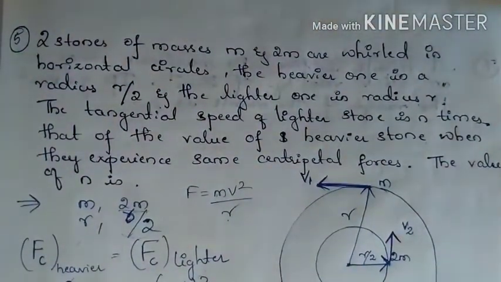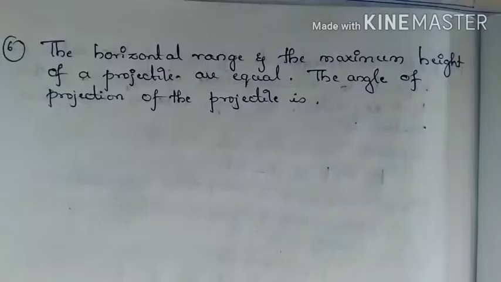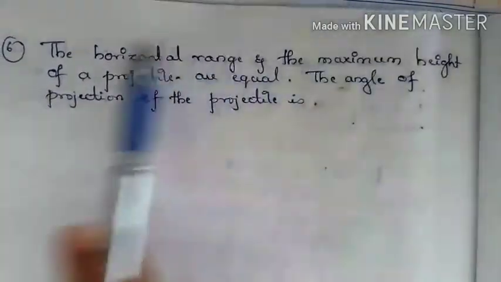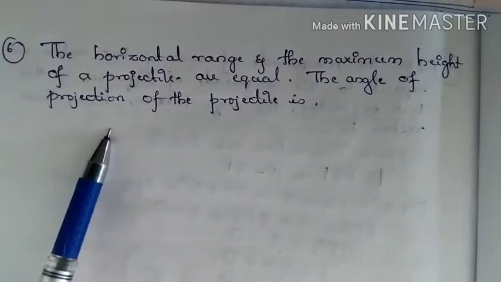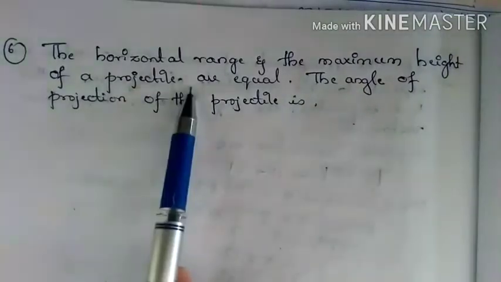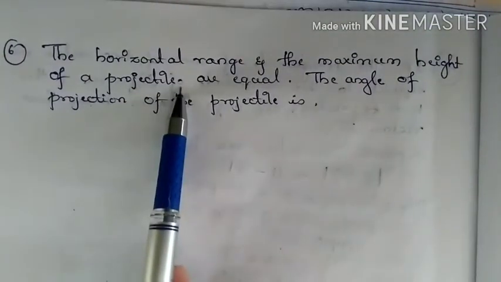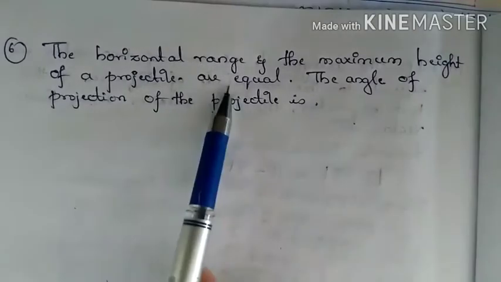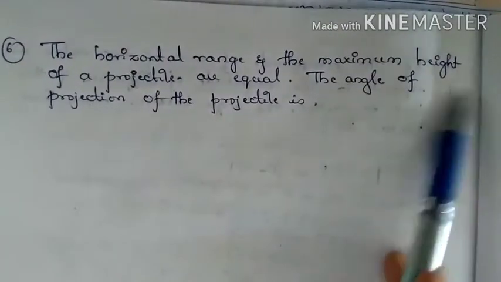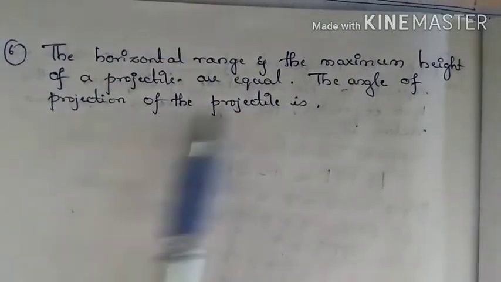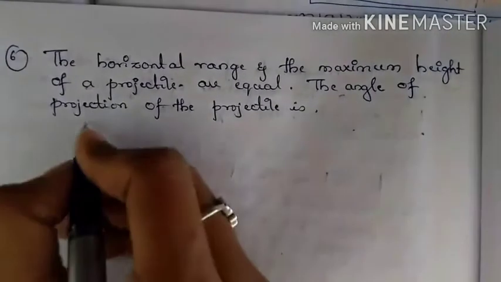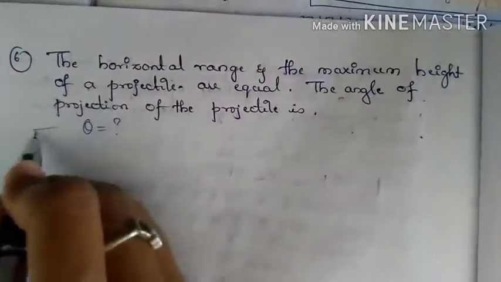Now let us try and understand the 6th question. The question is: the horizontal range and maximum height. So this means the question is on the topic projectile. The horizontal range and maximum height of a projectile are equal. That means R and H are equal. R is for horizontal range, H is for maximum height. R is equal to H, he has given. The angle of projection of projectile is, so we have to find what is theta, the angle of projection.